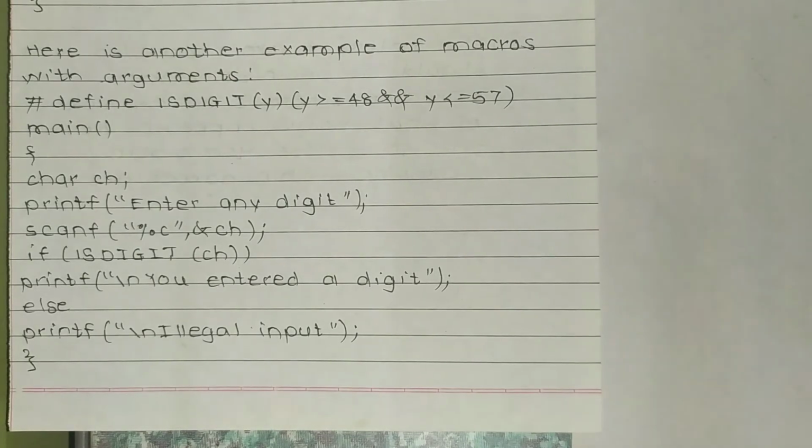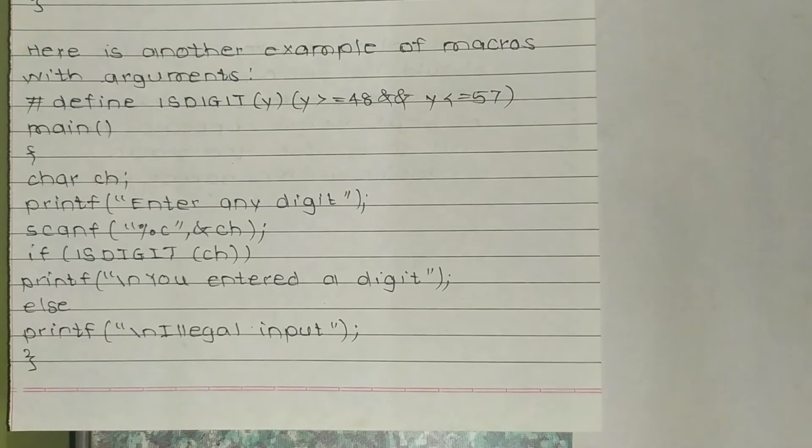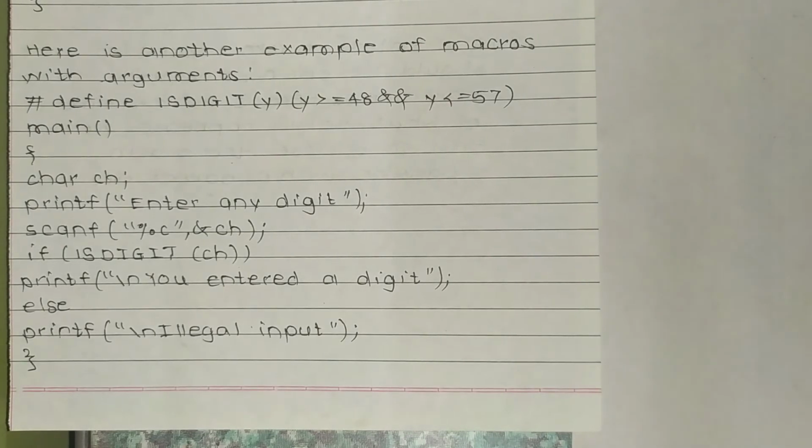Here is another example of macros with arguments. #define ISDIGIT(y) (y >= 48 && y <= 57). main: char ch; printf("Enter any digit"); scanf("%c", &ch); if ISDIGIT(ch) printf("\nYou entered a digit"); else printf("\nIllegal input"). So this is another example of a macro.